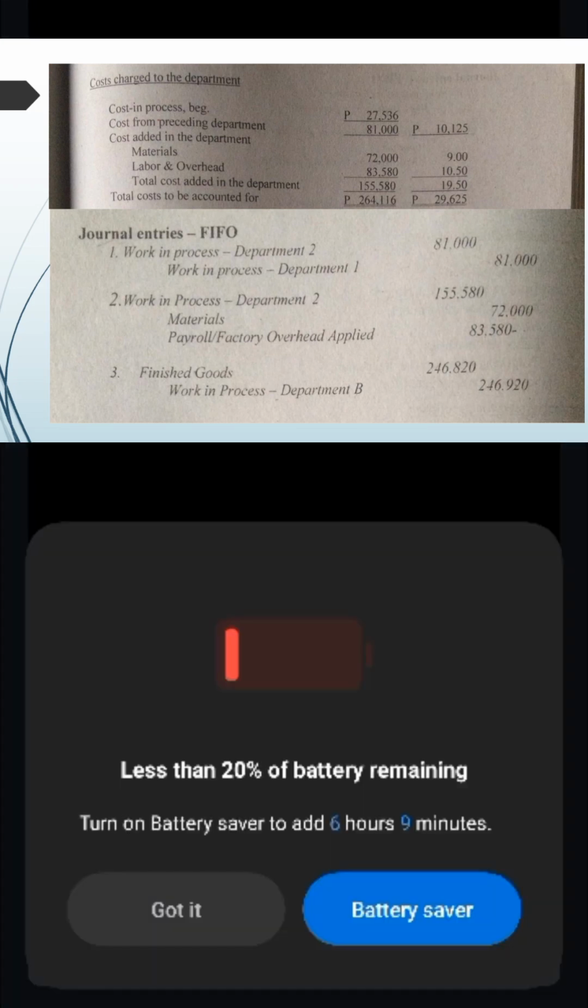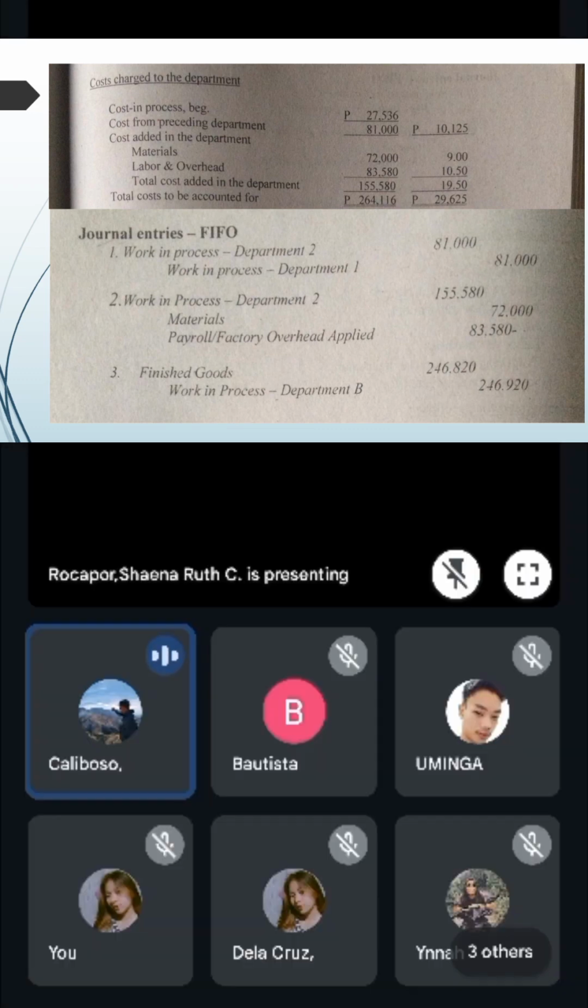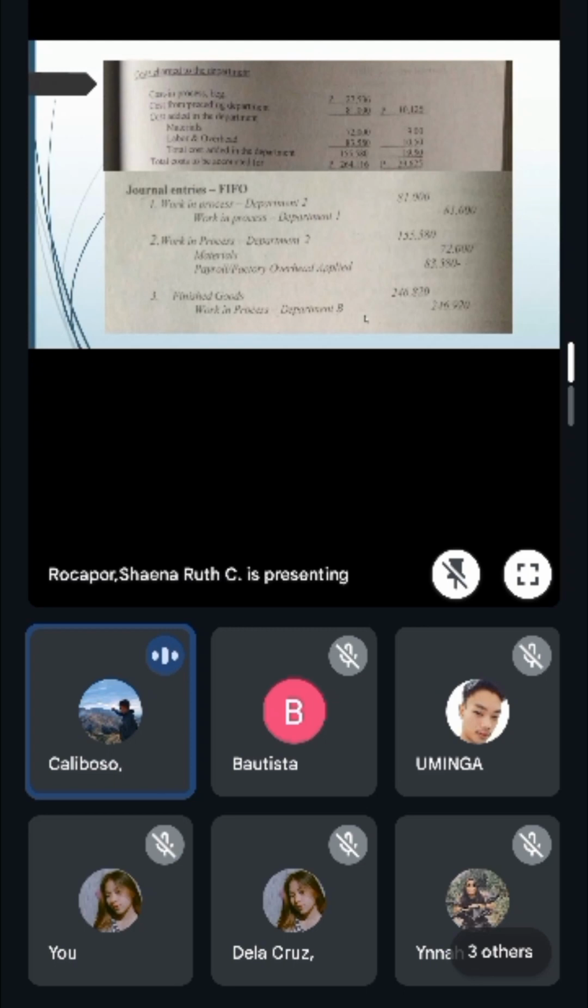Sa finished goods naman natin, yung last entry natin is finished goods which is 246,820. So para maging balance siya sa department B which is 246,820. So nagkaroon lang dito 820. So yun lang. Para maging balance yung journal entry natin sa number 3. That's all.